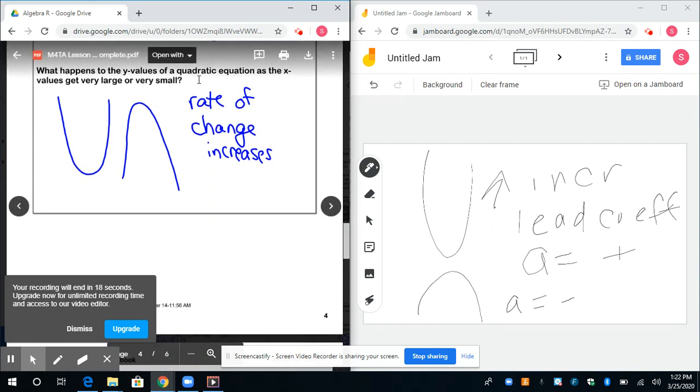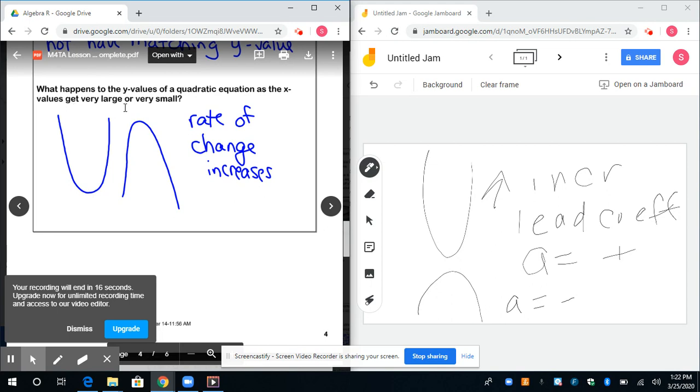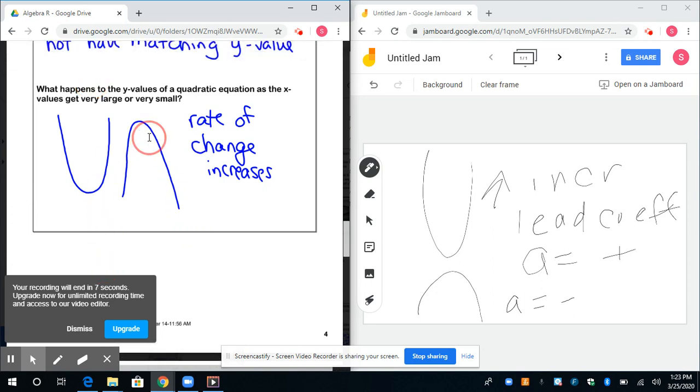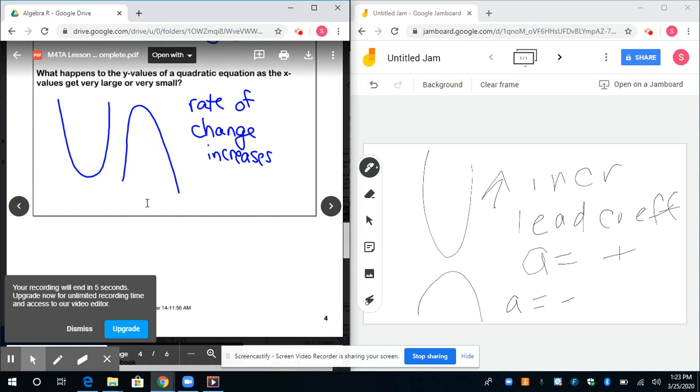What happens to the y values of quadratic equations as x values get very large or very small? The rate of change increases. So if it's shooting up constantly or shooting down, the rate of change is getting steeper, or increasing at a faster pace.